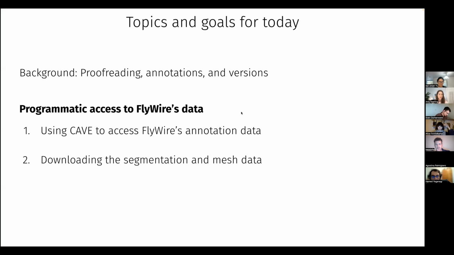So the goal for the next almost hour or so is to give you an idea how to access FlyWire's data using programmatic tools, mainly the Cave client. I will also talk a little bit about how to download the segmentation data and the mesh data. I know some of you asked about how to access the meshes, and I'll point you to some places, libraries that you can use to render those out.